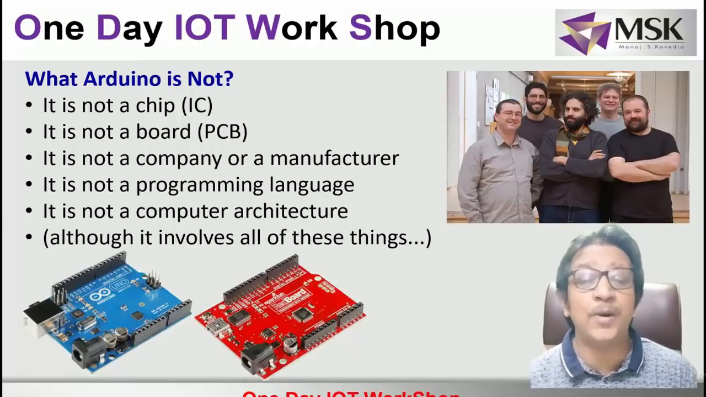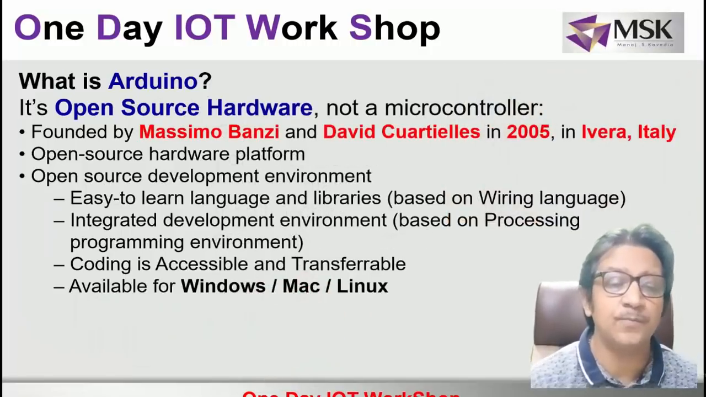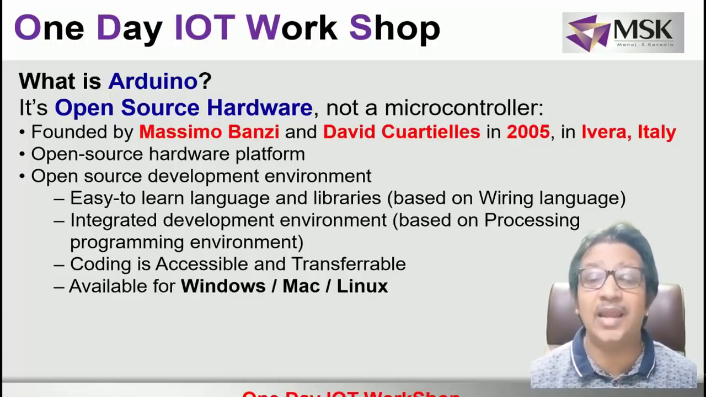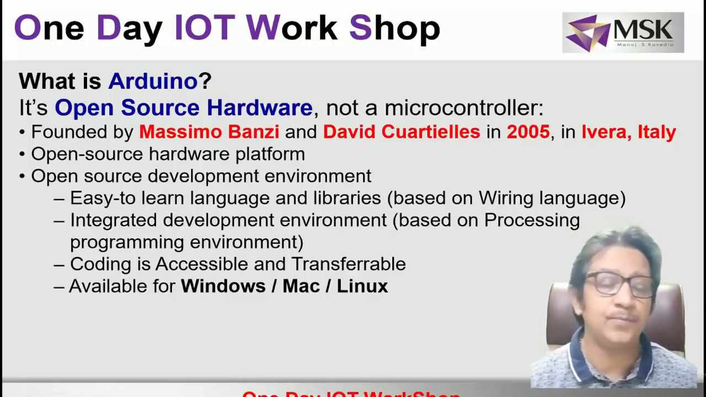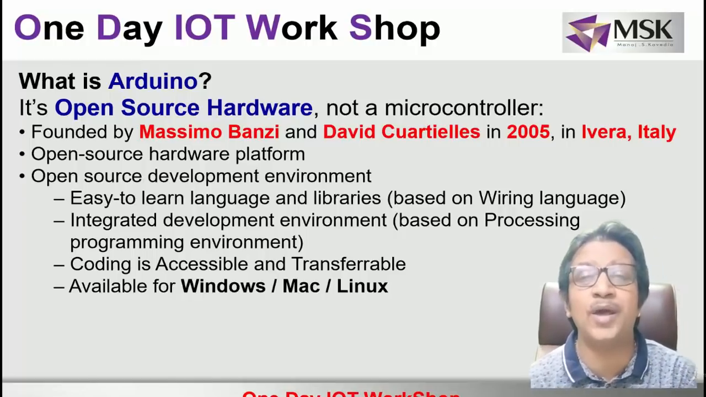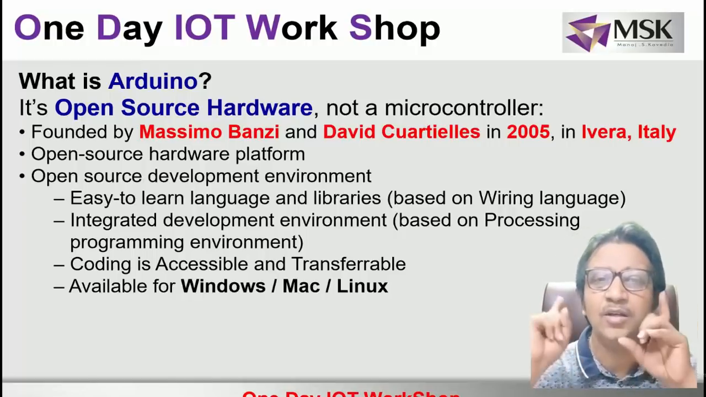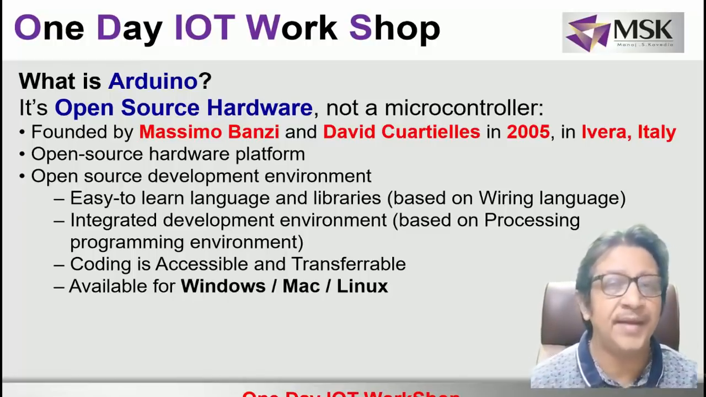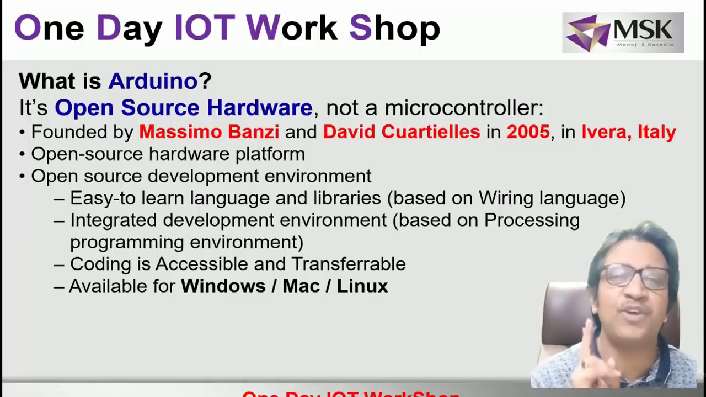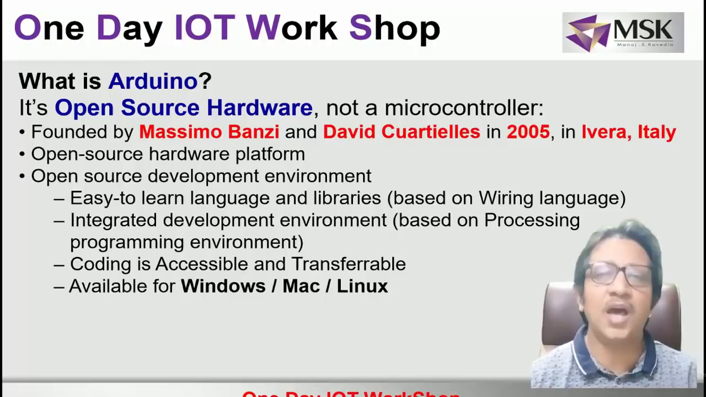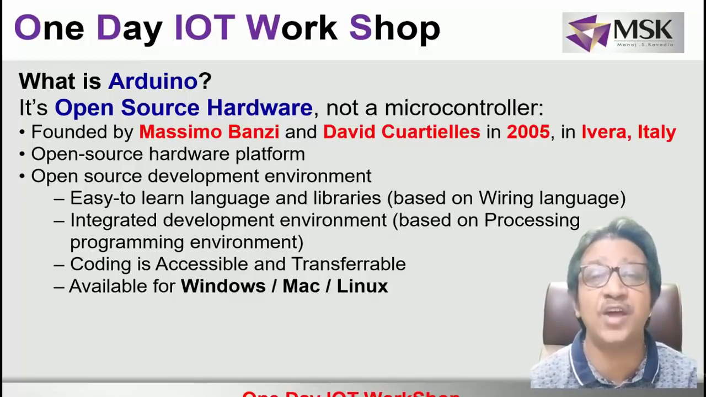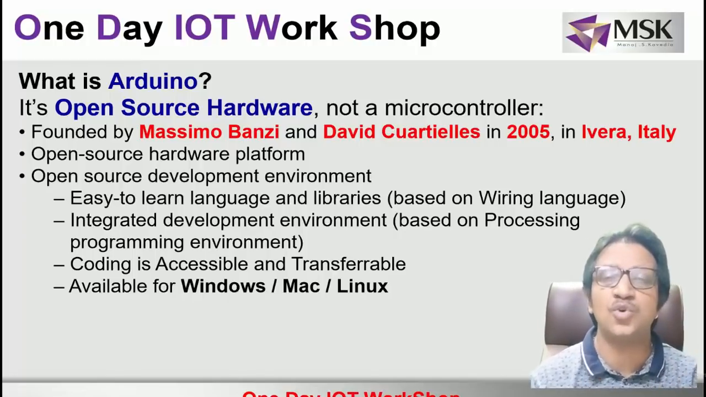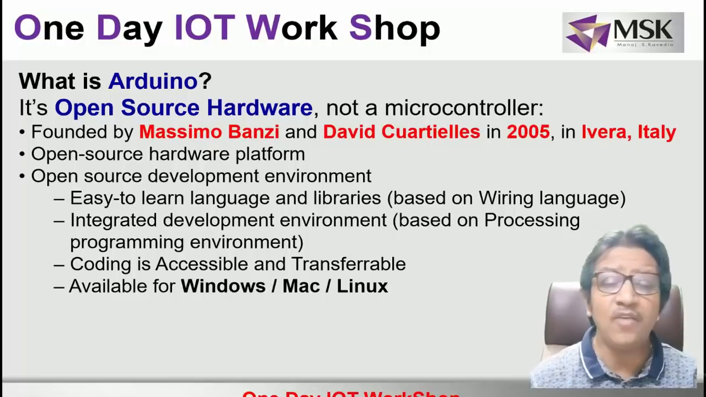Now, Arduino is an open source hardware. It's not a microcontroller. It was founded by Massimo Banzi and David Cuartielles in 2005 in Ivrea, Italy. It is an open source hardware platform, I'm quoting it. Open source means the code is available to you. It's not necessary that open source should be free, but here open source means the code is available to you, and it's a hardware platform. Till now, you might have heard of open source software. This is an open source hardware platform, which is easy to learn.